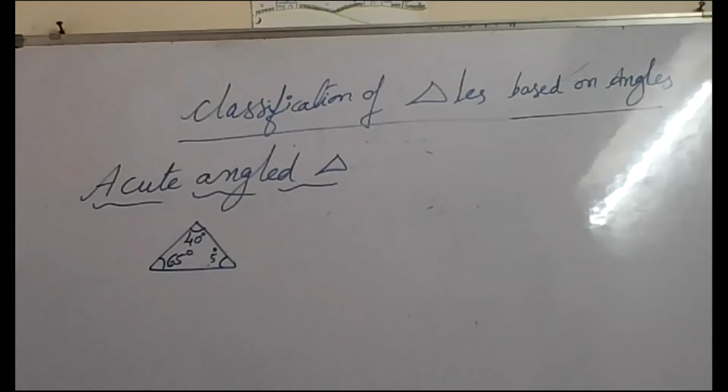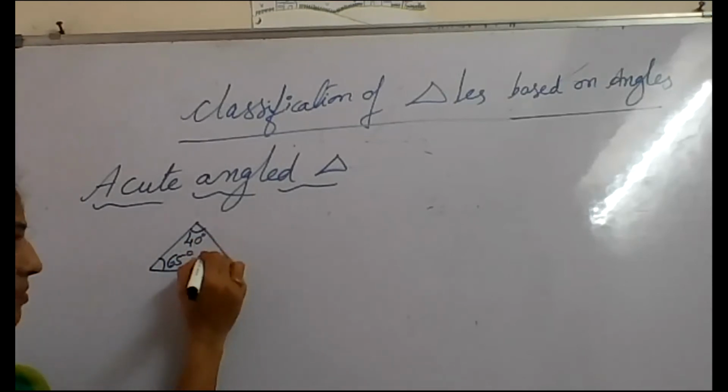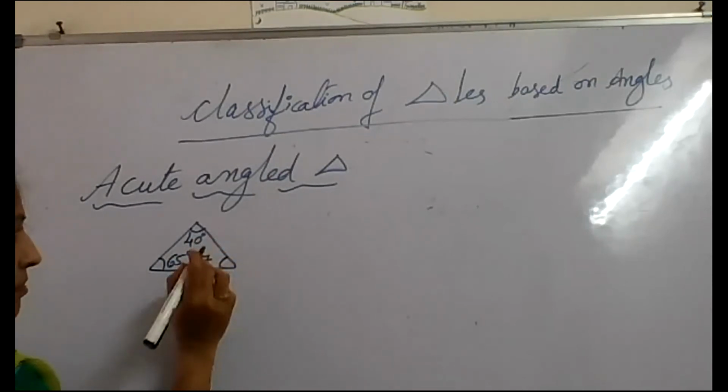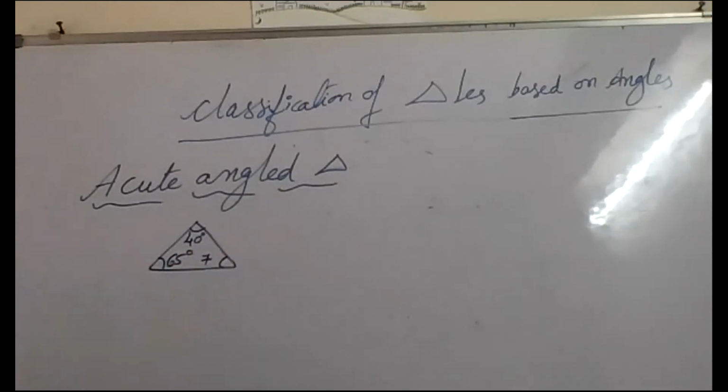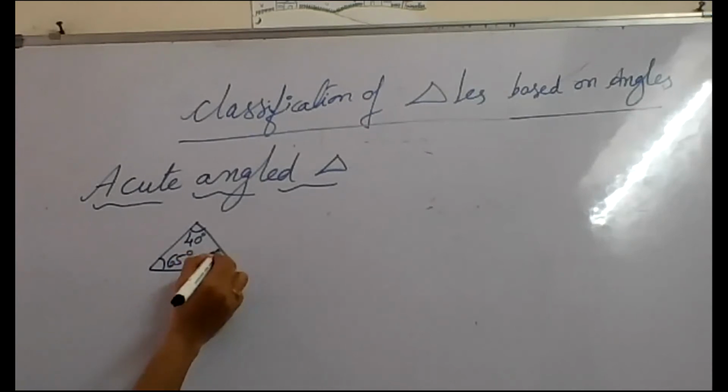Ma'am, this triangle is called an acute angle triangle. No, ma'am, it is called obtuse. It is acute, called acute angle triangle. Now tell me, what will be the third angle? 75. Yeah, 75.